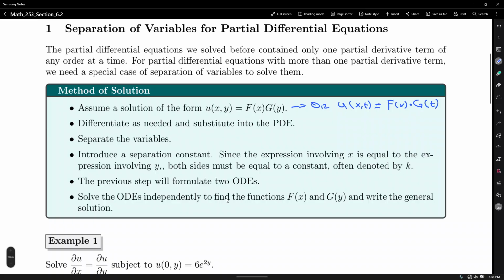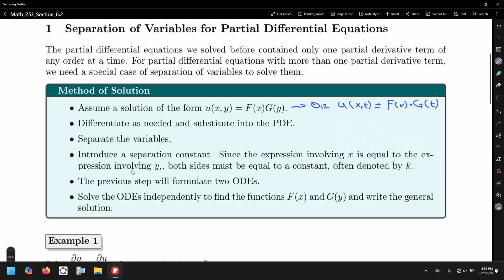By introducing this separation constant, we formulate two separate ordinary differential equations. And you guys at this point are experts in solving ODEs, right? There are many methods, although we're going to use separation of variables, spoiler alert. So solve the ODEs independently to find the functions f of x and g of y, and write the general solution required. Let me show you a baby example first.